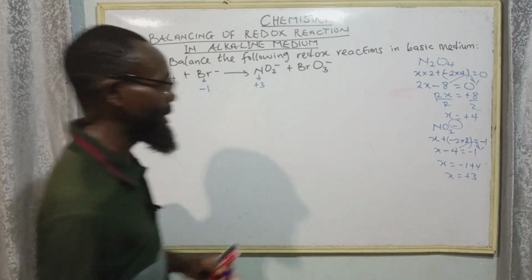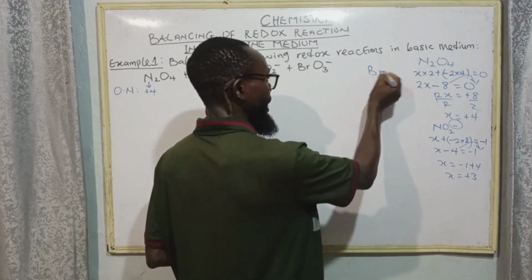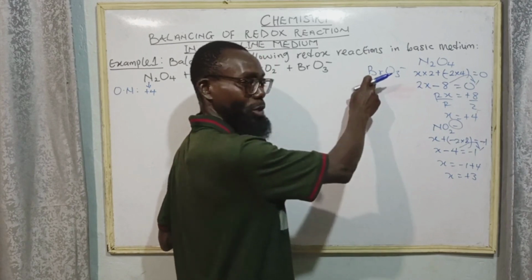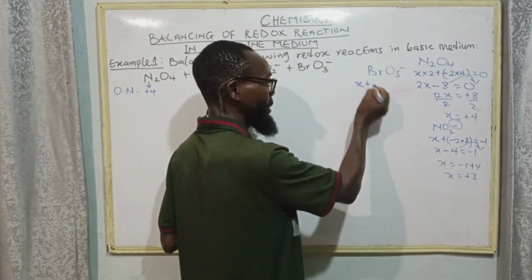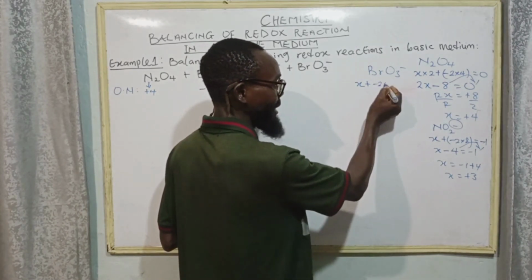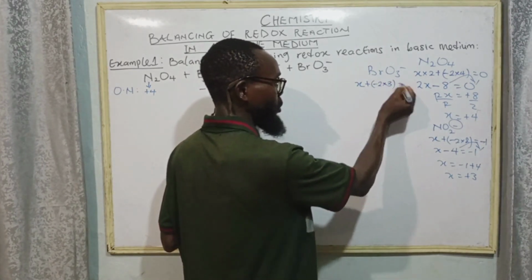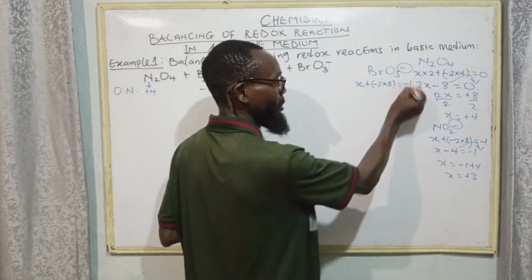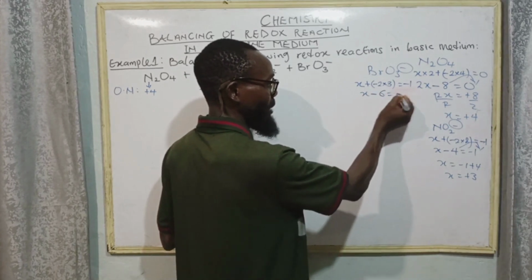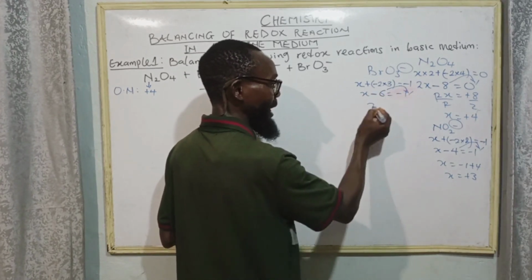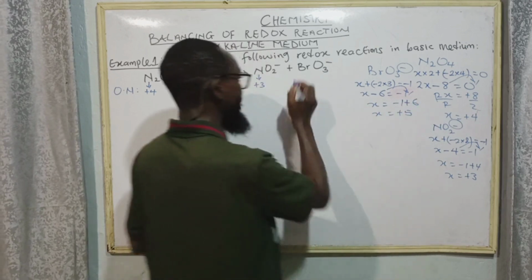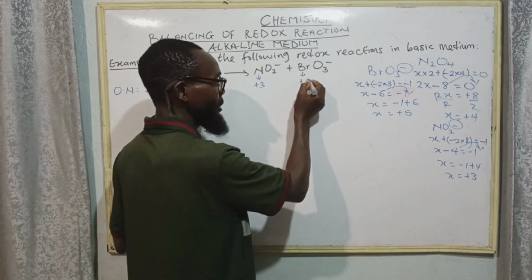Now, what of bromine in this case? BrO3 minus. As we've done here, bromine is what we are looking for. Let's call it x, plus the oxidation number of oxygen, -2, multiplied by the subscript 3, which equals the charge on it, -1. So x plus (-2 times 3), which is -6, equals -1. Take this here, x equals -1 plus 6, x equals plus 5. So the oxidation number of bromine here is plus 5.